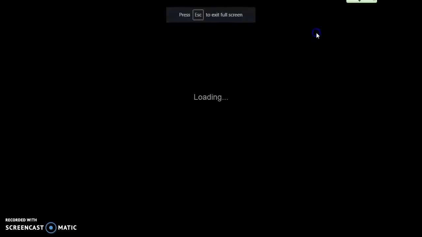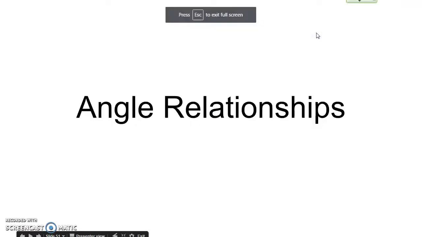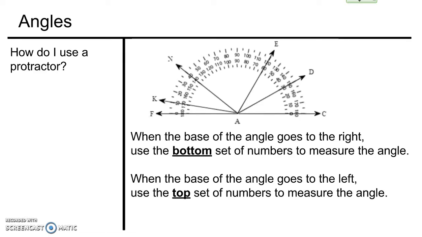Right, today the topic we're going to be reviewing is angle relationships. In your table of contents and in your notes at the top of the page, write angle relationships review. This is our review of angle relationships. Okay, so once you have your notes ready, first, how do I use a protractor?